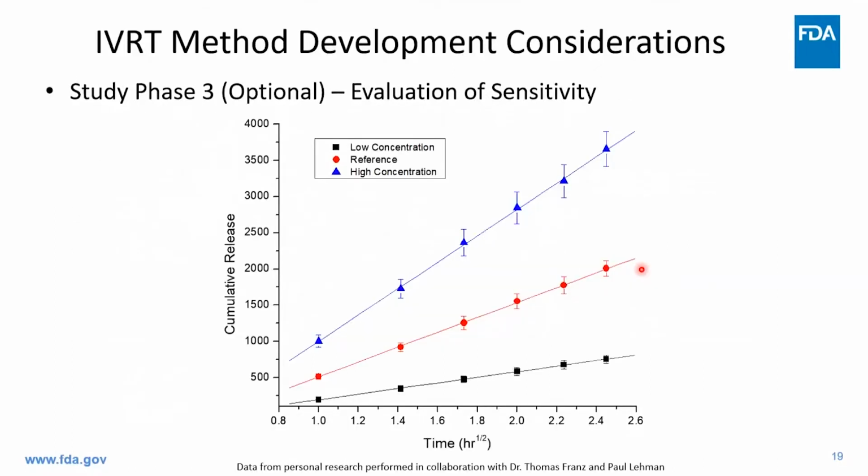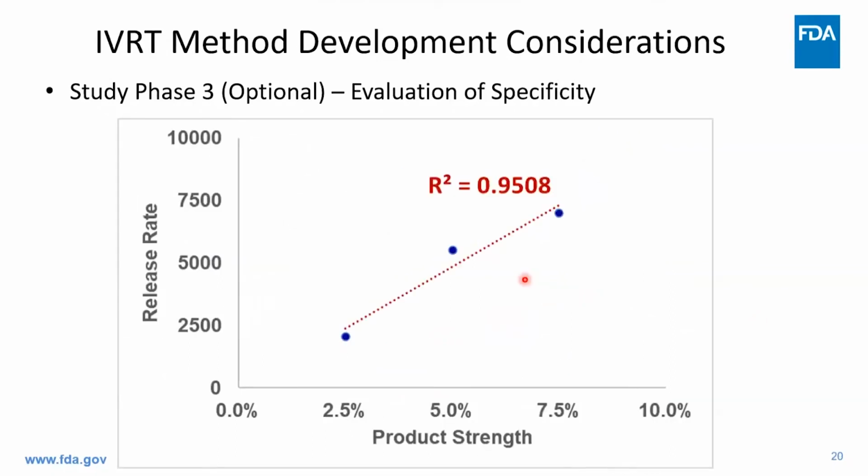This is an example of the kind of data you'd be looking at, where you've got your nominal reference strength product and then a lower strength, lower by 50% nominal strength. And so this is a 50% strength, 100% strength, 150% strength. You want to be able to see that it nicely discriminates the release rates even during method development. These release rates can then be plotted for those 3 different strengths to get a sense of whether you have relatively proportional release. And this tells you an early read on your specificity.